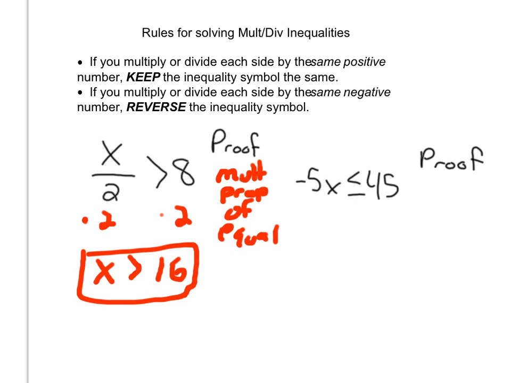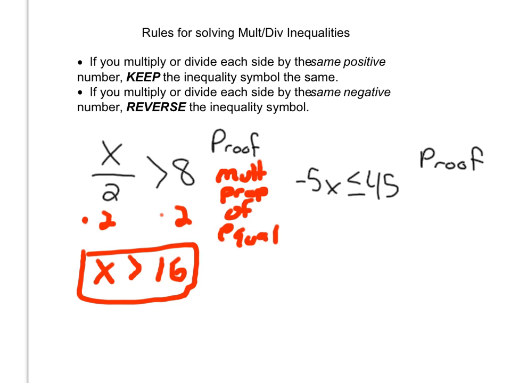Well, that should make sense, because let's pick a number that's greater than 16 and plug it into this. Let's say I pick 18. 18 divided by 2 is 9. That is greater than 8. Okay? If I flipped the sign and said it was less than, say I picked 14. 14 divided by 2 is not greater than 8. So this works if I put in examples for it.